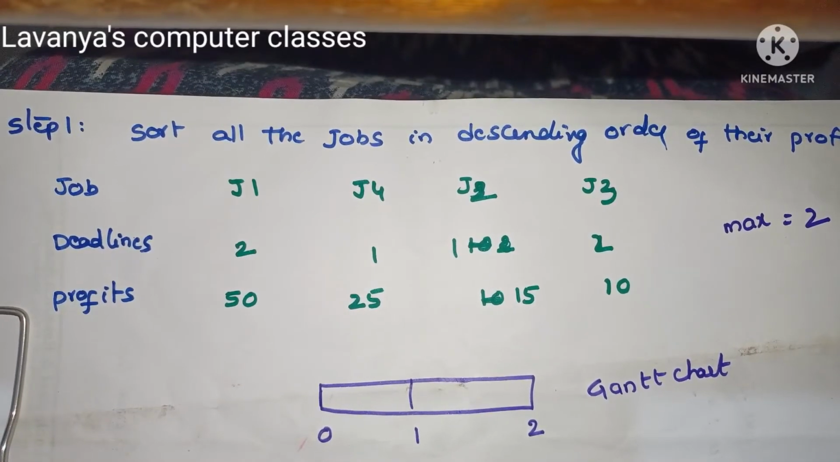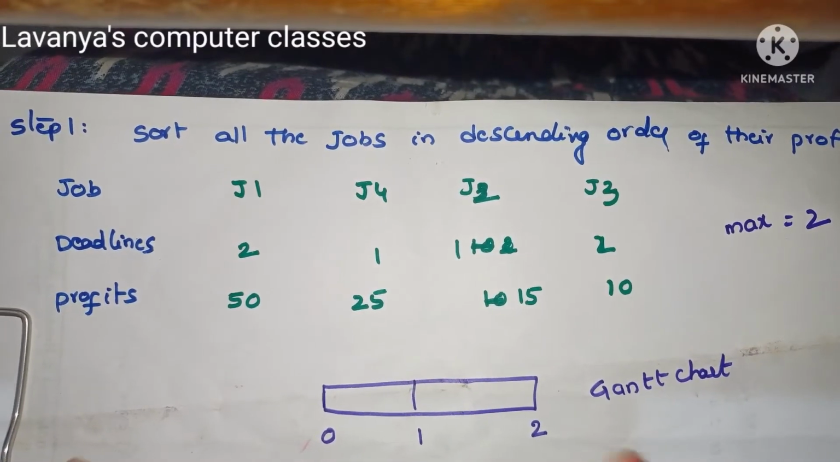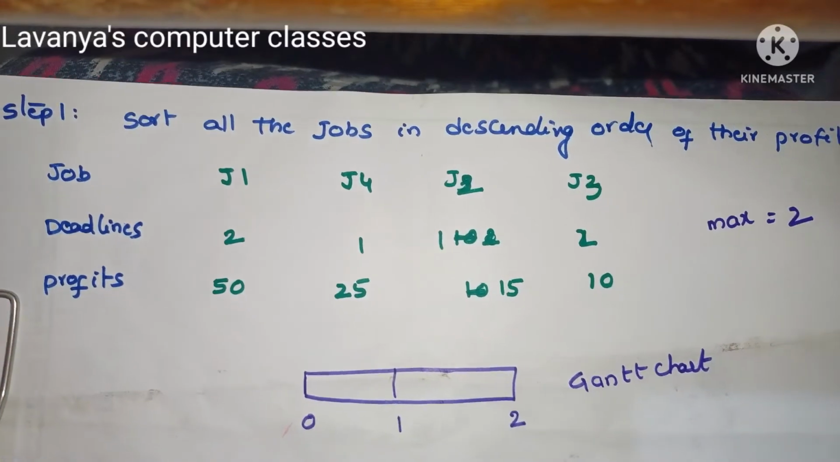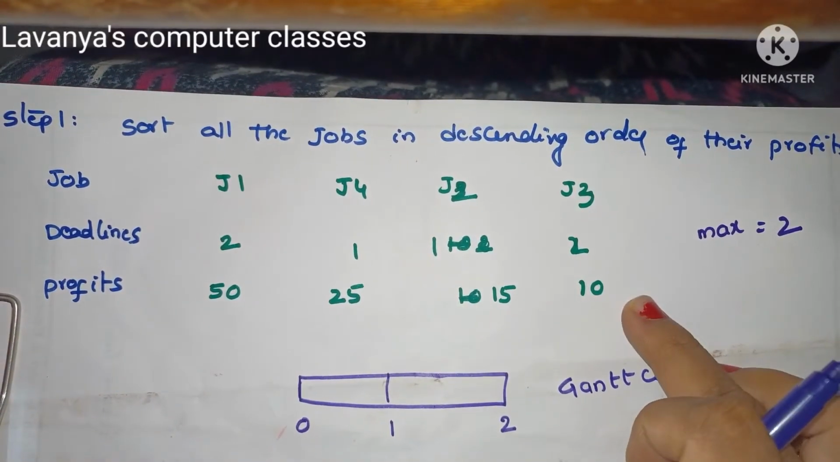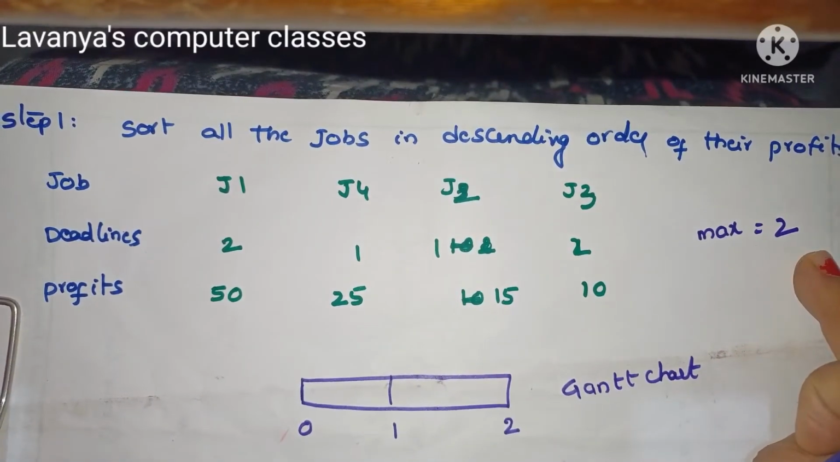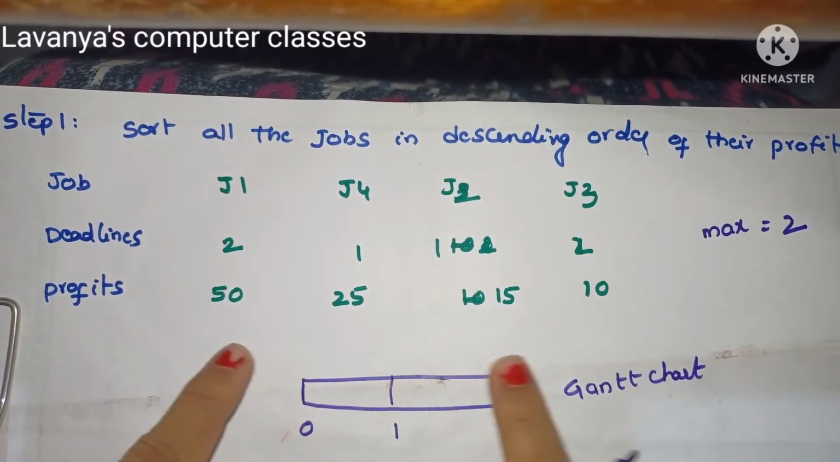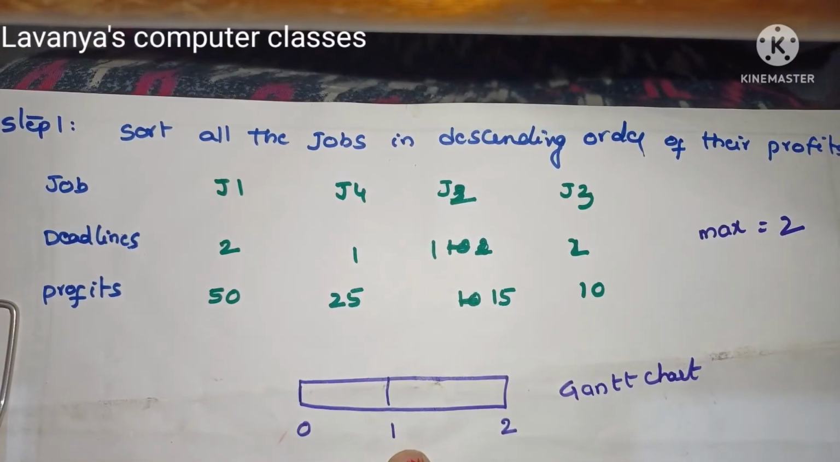That means whichever has more profit is kept first. After that, find out the maximum deadline. The maximum deadline is 2. So after that I prepare one Gantt chart from 0: 0 to 1, 1 to 2.